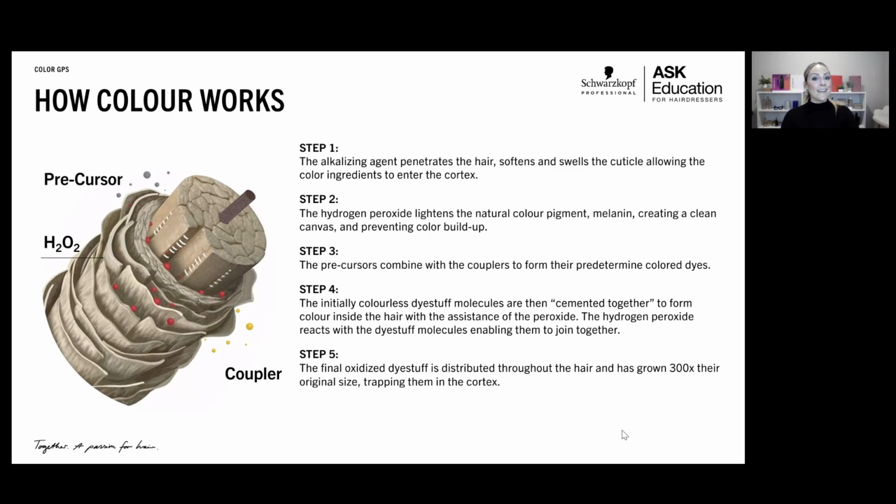All right, so then, as everything is complete within the process, we've processed the correct amount of time to have these molecules join and be cemented together. This would be the final complete oxidation. So now these pigments are 300 times larger and they are trapped within the cortex of the hair. So we've lifted and diffused through the natural pigment, we've created the new molecules, and we now have that combination of natural and artificial color together, as well as the lift that has created the final shade. And that is how oxidative permanent color works.